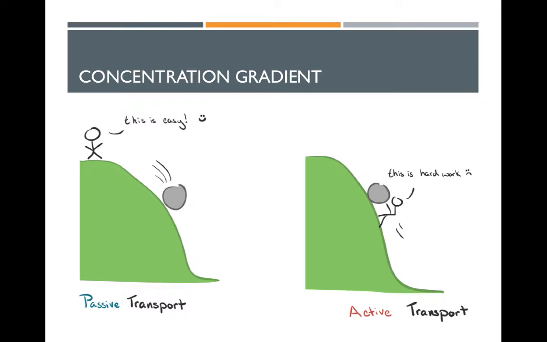Okay, so that's just a bit of a summary. So distinguishing between active and passive transport. Active transport requires energy, and things tend to move from low concentration to high concentration. Passive transport is diffusion and osmosis. It does not require energy, and it goes along a concentration gradient from high concentration to low concentration.